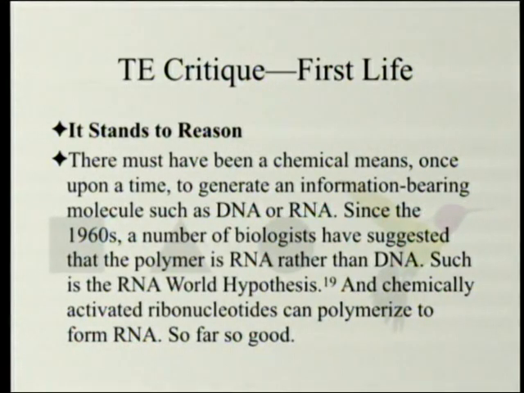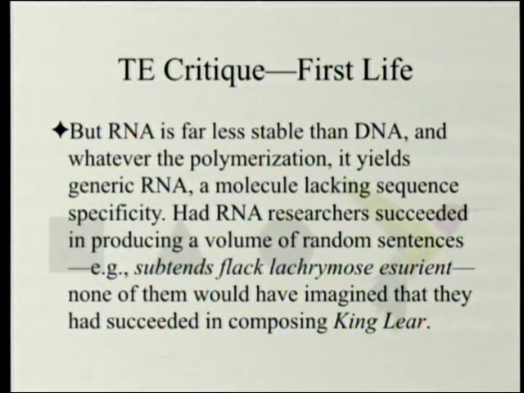it stands to reason there must have been a chemical means once upon a time to generate an information-bearing molecule such as DNA or RNA. Since the 1960s, a number of biologists have suggested that the polymer is RNA rather than DNA, such as the RNA world hypothesis. And chemically activated ribonucleotides can polymerize to form RNA. So far, so good. But RNA is far less stable than DNA, and whatever the polymerization, it yields generic RNA, random collections, a molecule lacking sequence specificity.